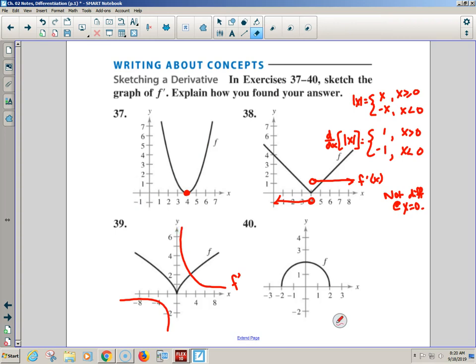Now I can go ahead and draw it. There it is. Make sure it goes through 0. Has to go through 0. It has to be a positive line. But besides that, okay. So number 40.